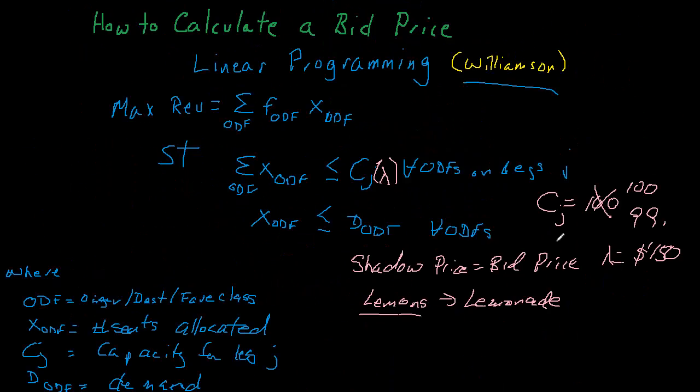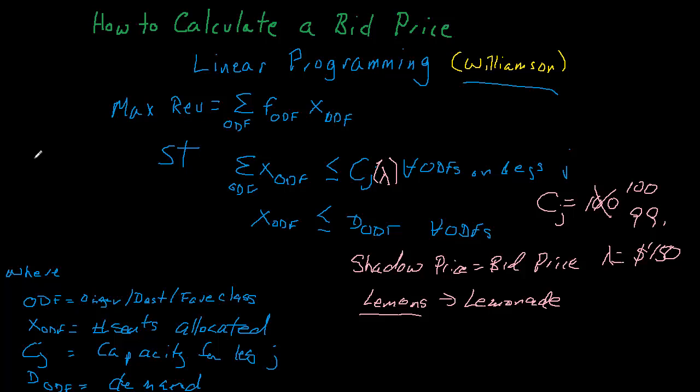So let's go back to that. Don't take this to mean that this is the physical capacity and we're always calculating a bid price off of the physical capacity. Each time we run this model, this constraint will actually change for each leg J, because as we're selling seats, the remaining capacity changes.